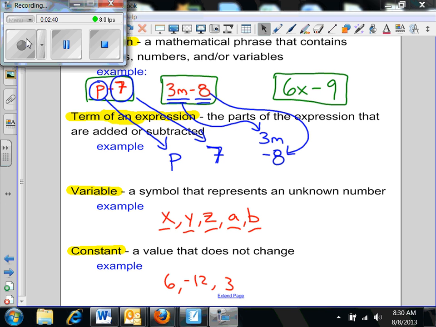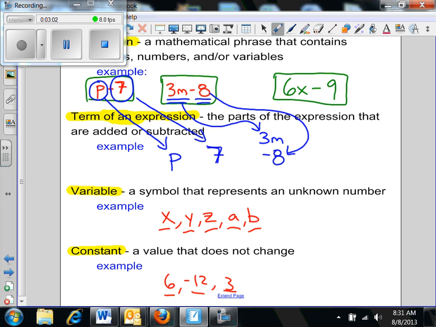So your last vocabulary term is the term constant, and that is a value that does not change. For example, here would be 6, or negative 12, or 3. Any of those are constants.